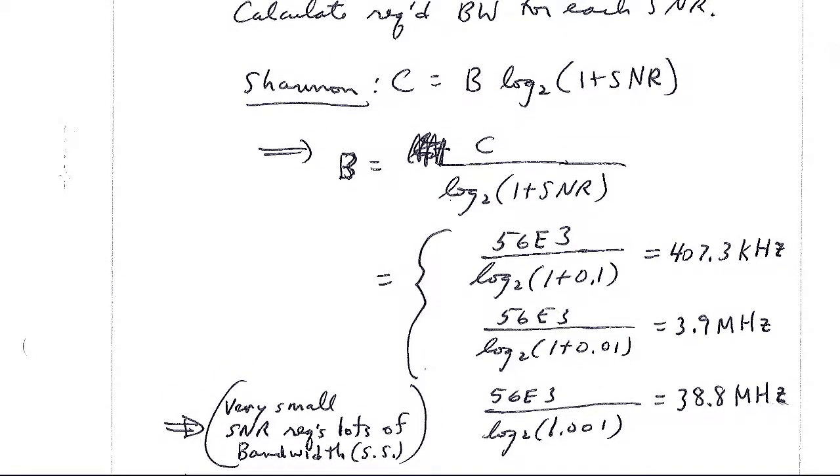and we can do the calculation very simply, just plugging in. And you'll notice that as we get smaller and smaller signal-to-noise ratios, we need more and more bandwidth in order to send that 56 kilobit per second signal. And so it ranges from 400 kilohertz to 4 megahertz to 40 megahertz roughly. So very small signal-to-noise ratios require lots of bandwidth. Conversely, if you have lots of bandwidth and you spread out your signal, you can live with very small signal-to-noise ratios. That's the idea here.